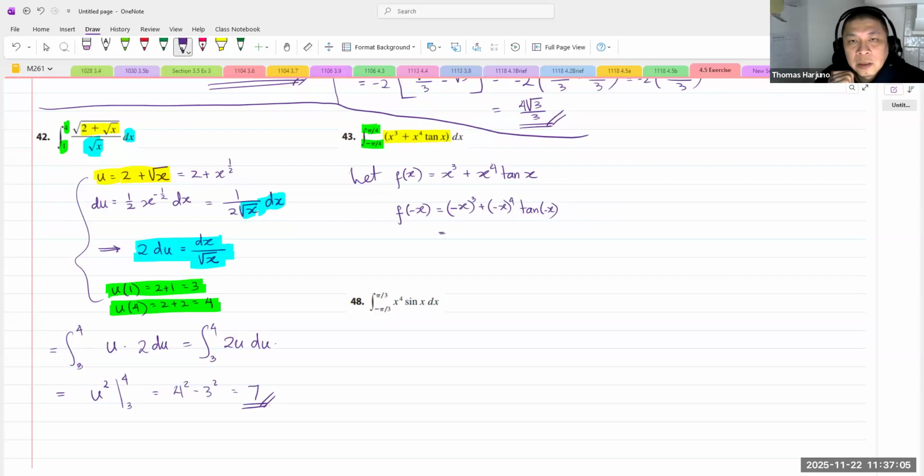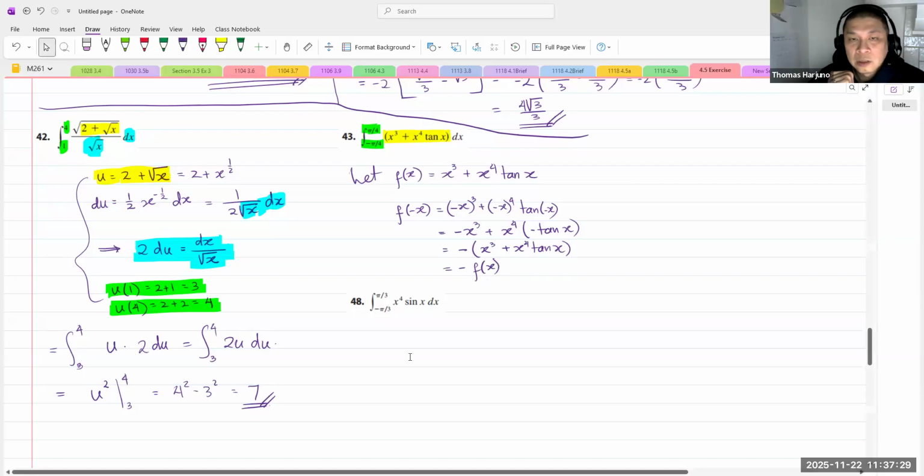This is negative x cubed plus x to the 4th times negative tangent x. Yeah, tangent is an odd function, right? Notice I can factor the negative and I get negative of x cubed plus x to the 4th tangent x, which is negative of f of x. Exactly as we wish it to be, that it is an odd function.